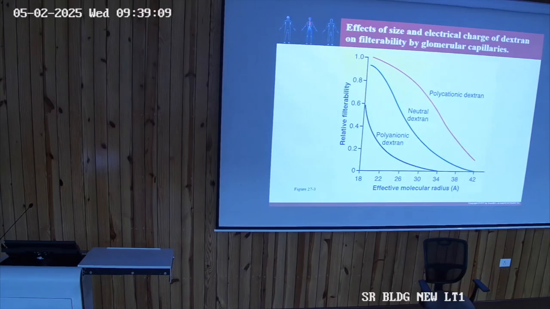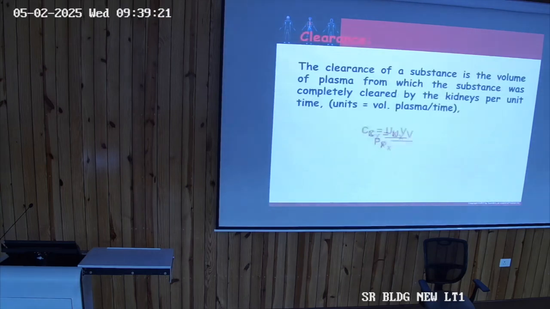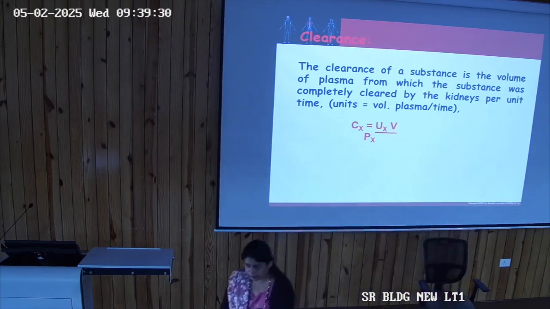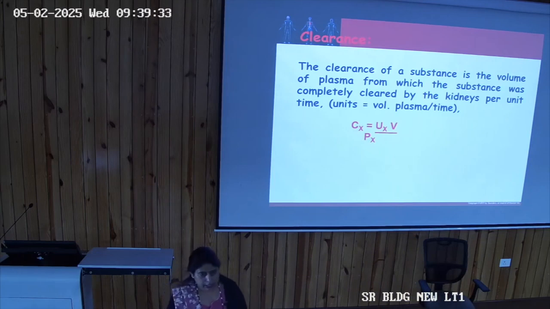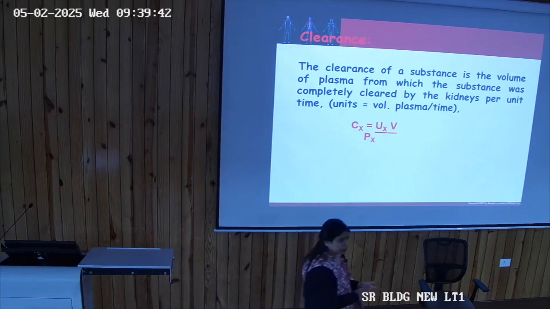Effect of size and electrical charge of dextran on filterability of the glomerular capillaries. Okay, ये आपके शायद नहीं आए इतना डिटेल में। So what are the methods to estimate glomerular filtration rate? ठीक है, so glomerular filtration rate जो होता है वो basically, okay, it depends on two important things. One is Kf, that is filtration coefficient, multiplied by net effective pressure.